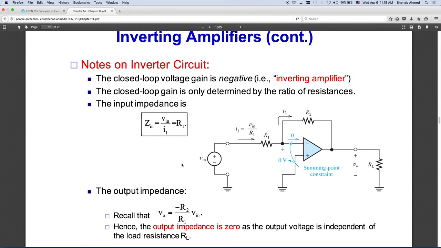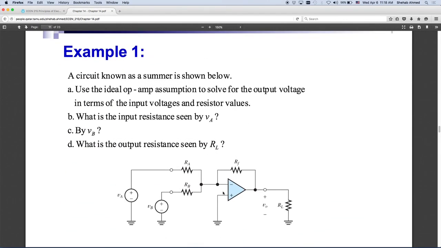Okay. So here we just define certain things like input impedance and output impedance. So output impedance is 0. Right? So everybody's okay with this now? Okay. So let's do an example.